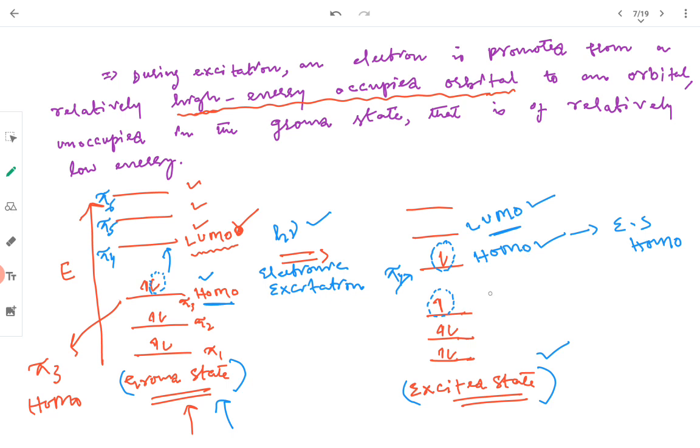this electron is promoted from HOMO to LUMO, but in the excited state, this terminology of HOMO and LUMO gets changed. HOMO in the ground state and HOMO in the excited state are different. Like here in this case, pi 3 is the HOMO in the ground state, but in the excited state, pi 4 is the HOMO. Similarly, in the ground state, pi 4 is the LUMO, but in the excited state, pi 5 is the LUMO. So LUMO means lowest unoccupied molecular orbital, right? It's clear so far.